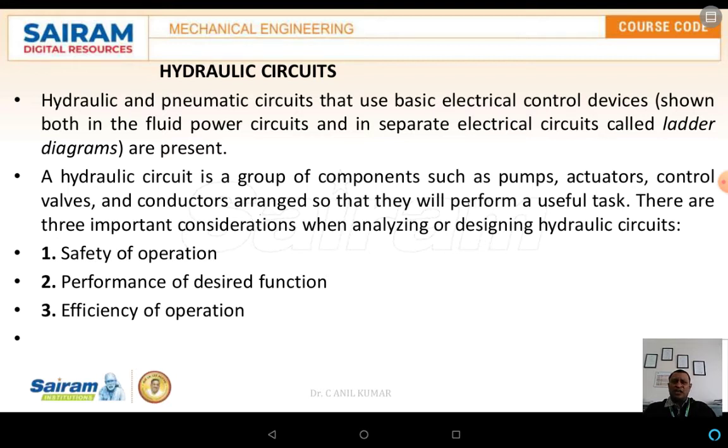A hydraulic circuit is a group of components, such as pumps, actuators, control valves, and even conductors, arranged so that they will perform a useful task. There are three important considerations while designing a hydraulic circuit. The first is the safety of the operation, which matters in all cases, whether electrical devices or hydraulic devices. The second is performance and the desired function.